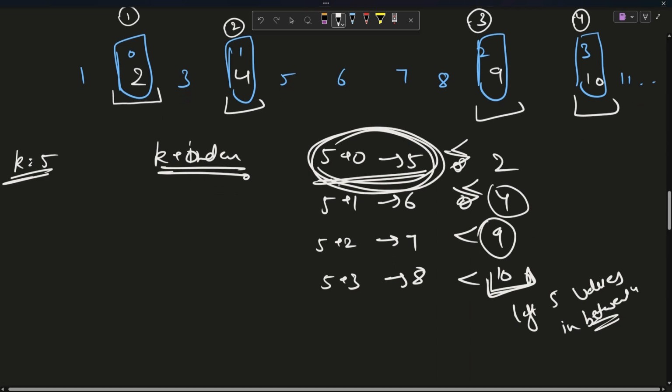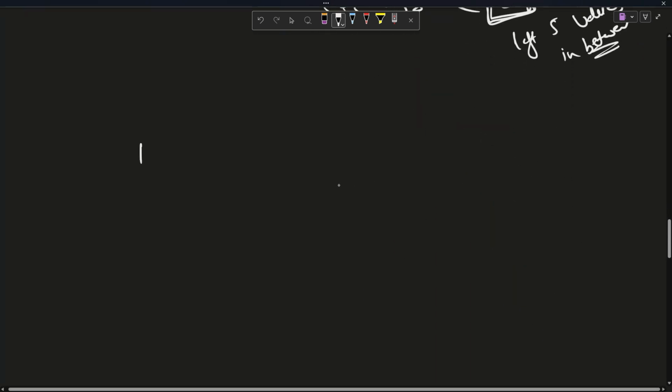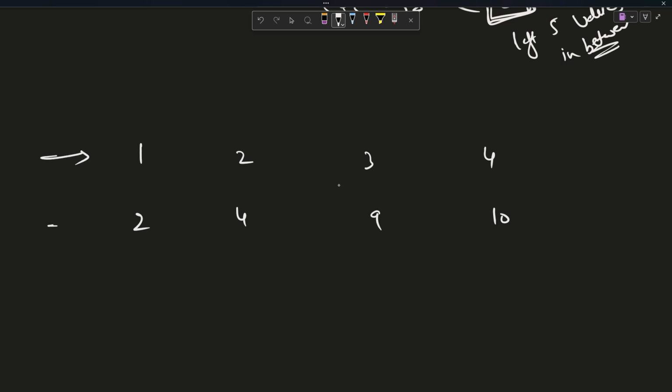See, what I am trying to say is, 1, 2, 3, 4 is ideal, and 2, 4, 9, 10 is given to us. What does it mean? Because 2 is present at index 0, the difference is 1. Because 4 is present at index 1, the difference is 2.